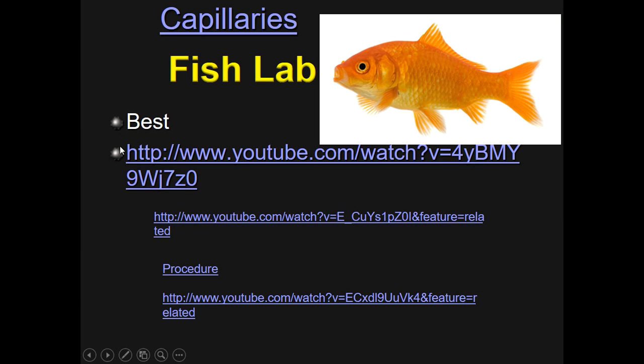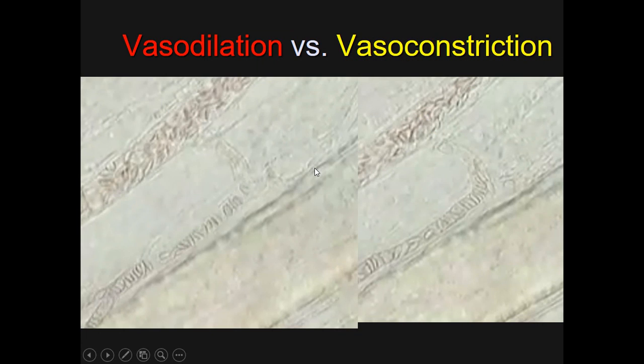There's the best link for it to show you what it looks like, and you can see the actual blood vessels, the capillaries, open up. That would be vasodilation. Or you can see them shrink down in this video, which is vasoconstriction. Now, the key thing is when we look at the fish, you would have added two drugs. One of them would have vasodilated and opened up and increased blood flow. The other would have vasoconstricted and decreased blood flow. But you can see it in the videos you're watching.